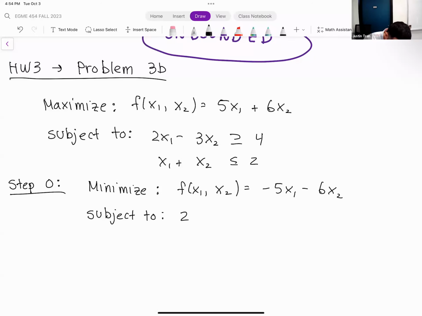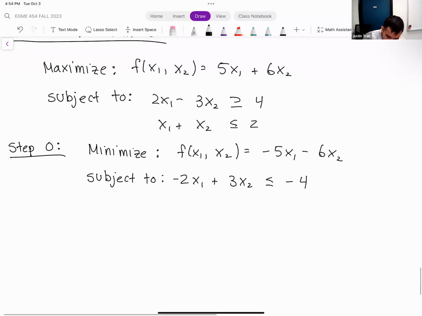Subject to. And so we're going to multiply the first constraint there by negative one. So we have minus 2x1 plus 3x2 less than or equal to minus 4. The second constraint is already just fine, so we're just going to keep it that way. So we have x1 plus x2, so less than or equal to 2. So now we're in good shape. Okay, so now everything is in standard form.